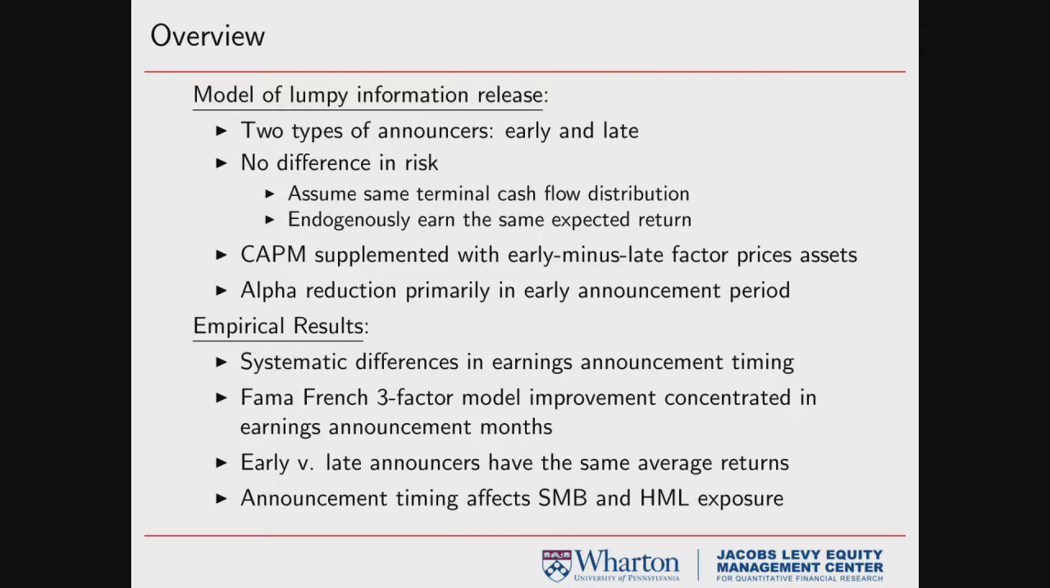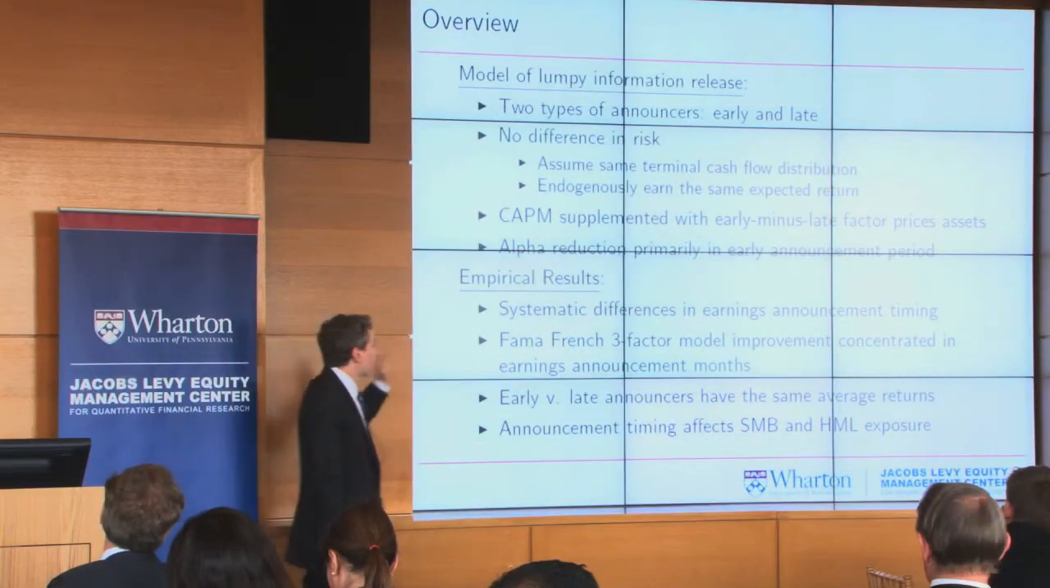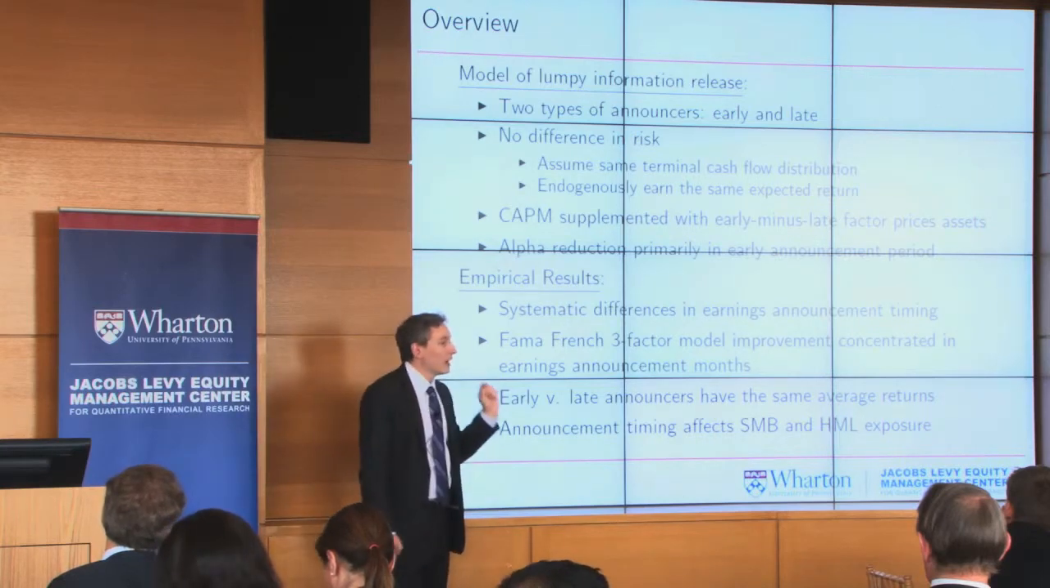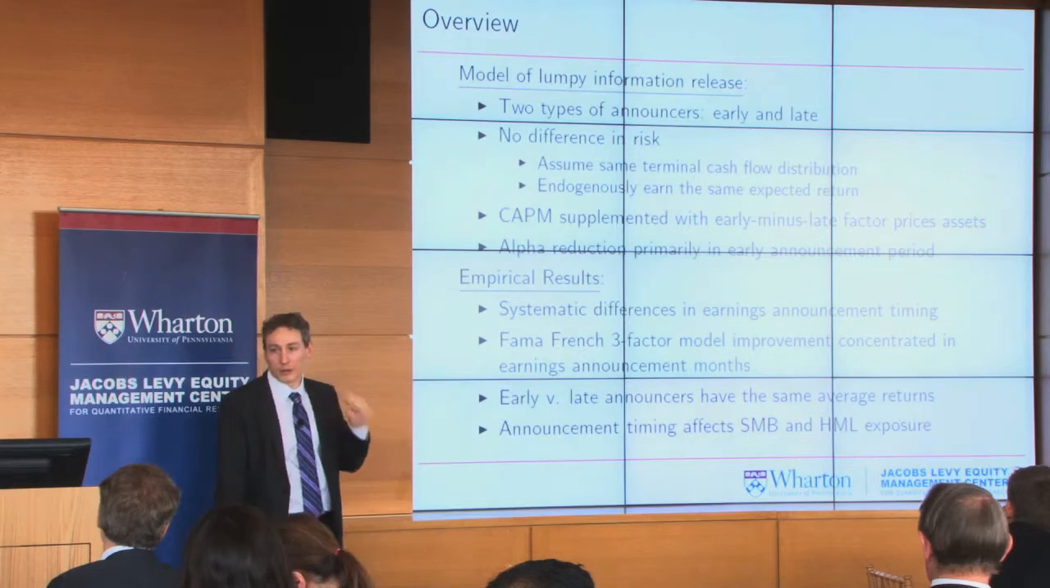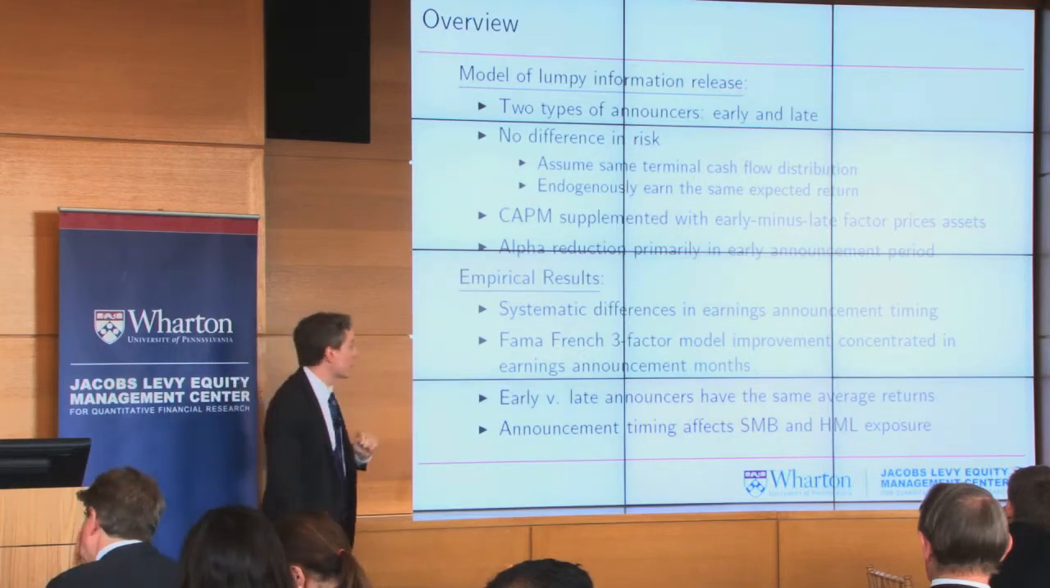Value firms announce near the beginning of the quarter, growth firms announce near the end of the quarter. So these early versus late differences line up with the characteristics we're used to thinking about firms having differential returns on. We're going to look at the Fama-French three-factor model and see how it performs across the year. And we're going to find the improvement of the Fama-French model is concentrated in the early announcement periods, at the beginning of each quarter when firms primarily announce their earnings.